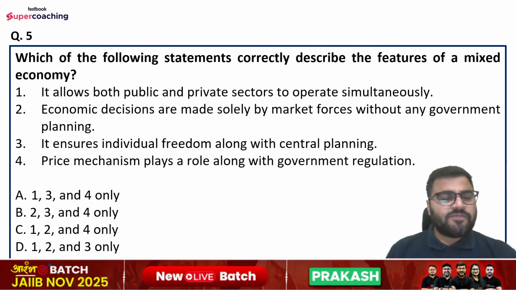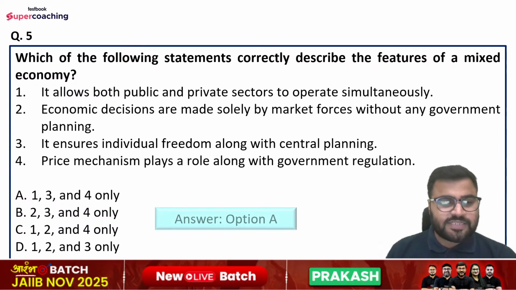Question number fifth, which of the following statements correctly describe the features of a mixed economy? Statements are: it allows both public and private sectors to operate simultaneously; economic decisions are made solely by market forces without any government planning; it ensures individual freedom along with central planning; price mechanism plays a role along with government regulation. So options are first, third, and fourth only; second, third, and fourth only; first, second, and fourth only; or first, second, and third only. So right answer is option number A here, that is first, third, and fourth only.